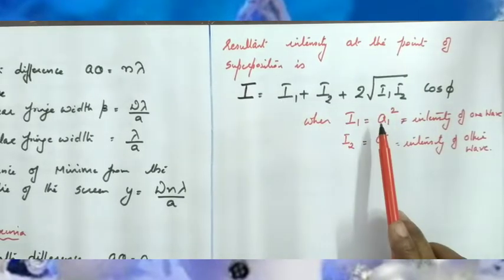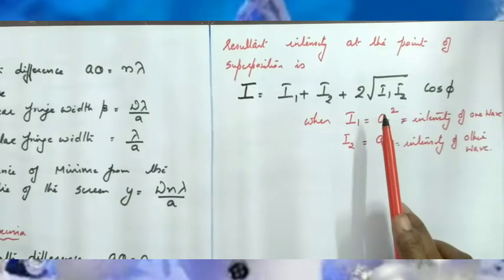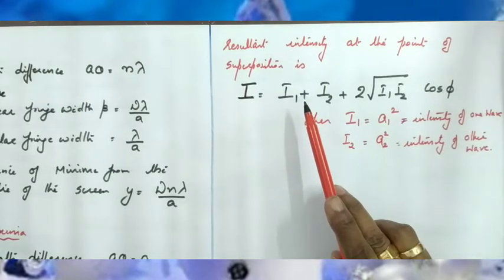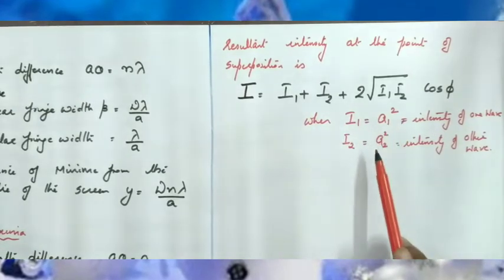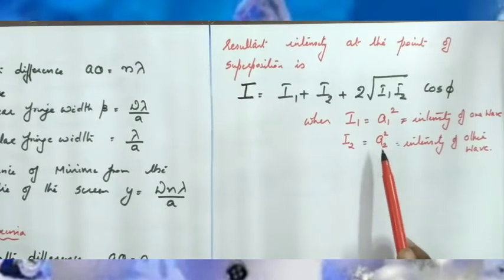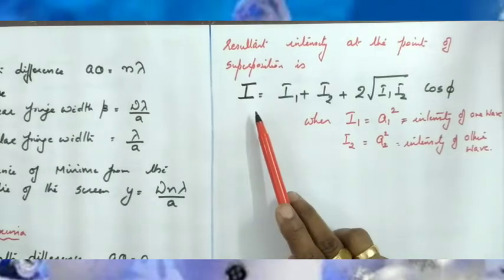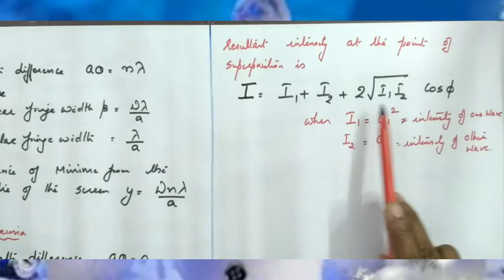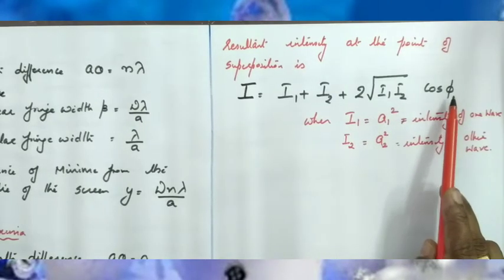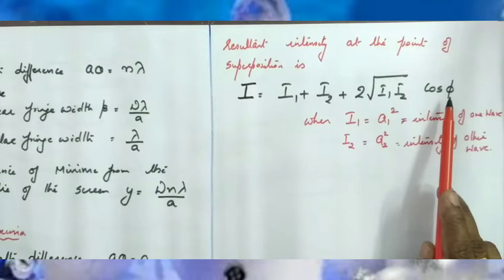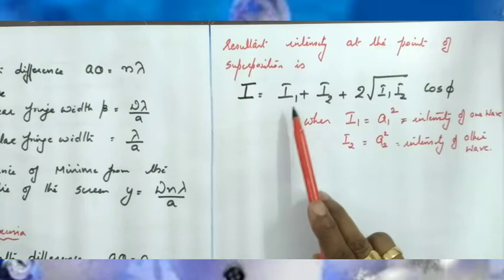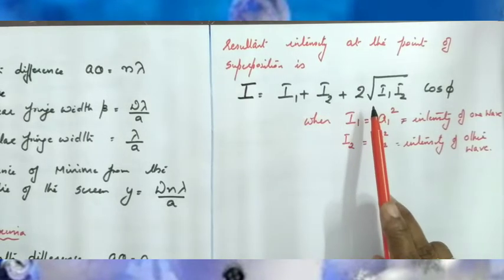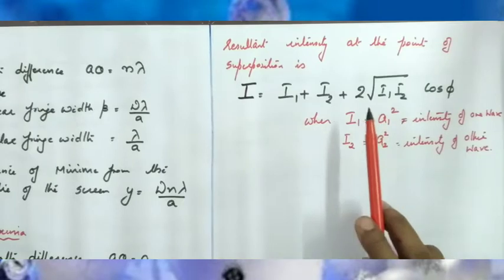Here, we know intensity is equal to amplitude square, isn't it? First wave amplitude is A1, so its intensity is I1 equal to A1 square. Second wave amplitude is A2, its intensity is A2 square. Now the resultant intensity is given by the formula I equals I1 plus I2 plus 2 root I1 I2 cos phi, where phi is the phase difference between the two waves. So if the amplitudes are not equal, you have to take the intensity as I1 plus I2 plus 2 root I1 I2 cos phi. So learn this formula also by heart.